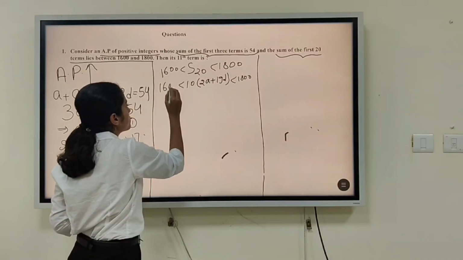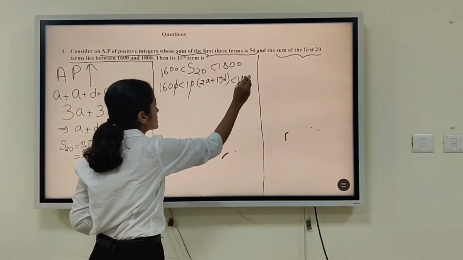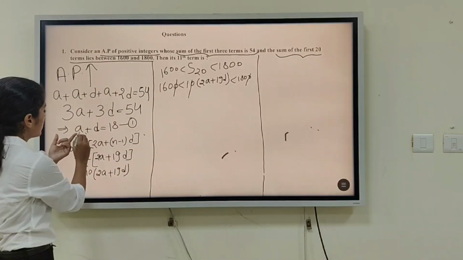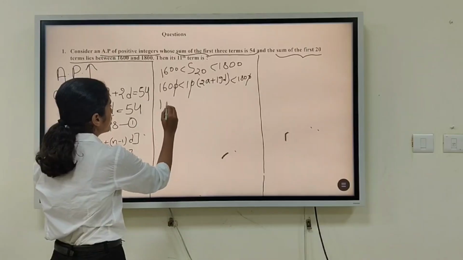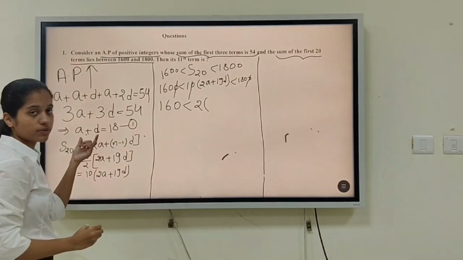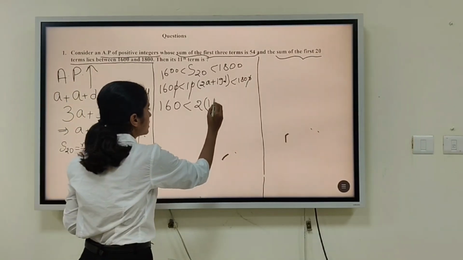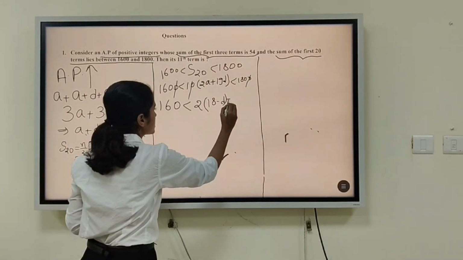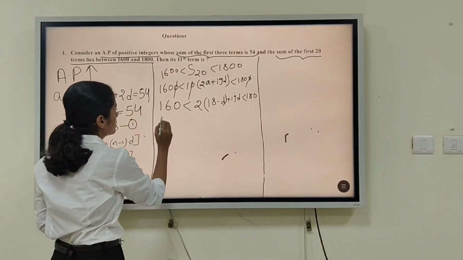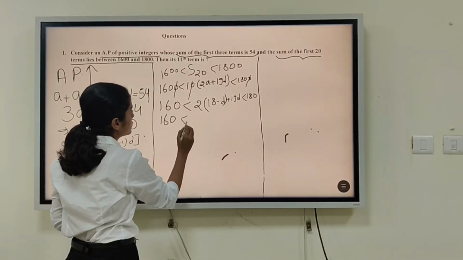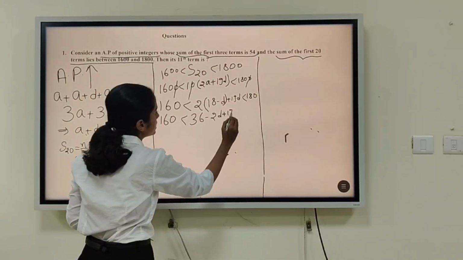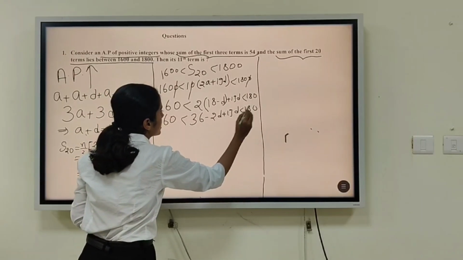Now moving ahead, we will cancel this and we will substitute the value of a from this equation: a is equal to 18 minus d. So it will be like this: 2 into, in place of a, we substitute 18 minus d, plus 19d, in this range. After that, we will solve this inequality: 36 minus 2d plus 19d less than 180.